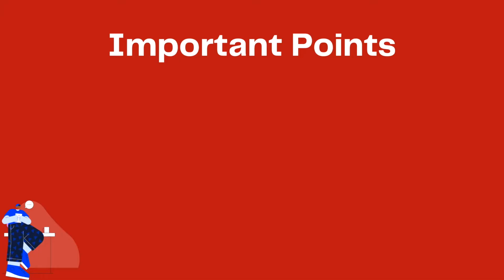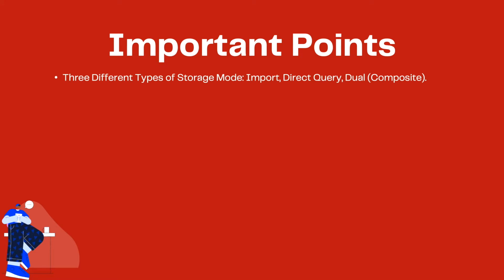The very first point is that there are basically three types of storage modes available in Power BI. Import and direct query I have already explained to you. Now the third one is dual mode. Dual mode is the composite mode, or the composite model as we also call it, and recently Microsoft also released the new composite model. A composite model in simple words is when you are getting data from two or more data sources, that dataset is known as a composite model.